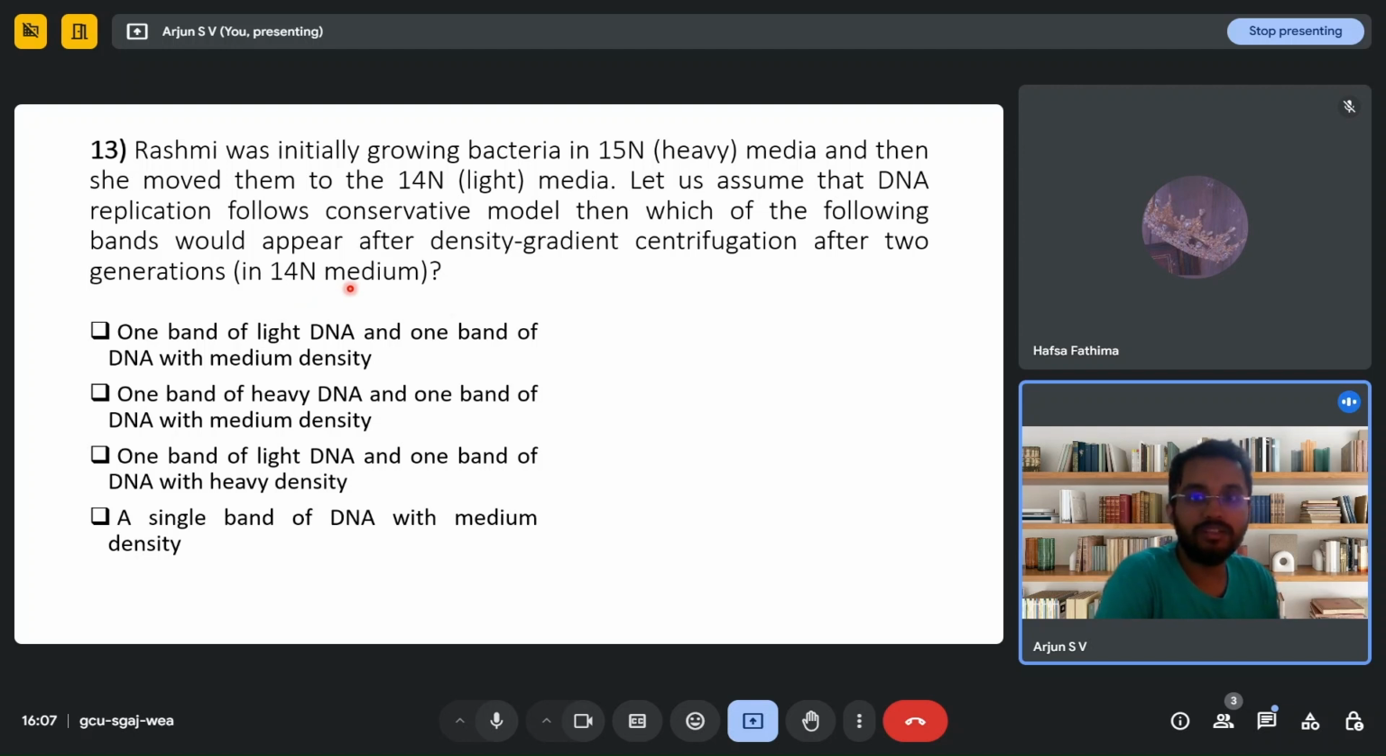So we know that there are several models proposed for the replication of DNA: semi-conservative, conservative, and a mixed model. The semi-conservative model is what we observed through the Meselson and Stahl experiment. But here in this question, they are saying that the replication follows a conservative model. So do people want to go ahead and solve the question?